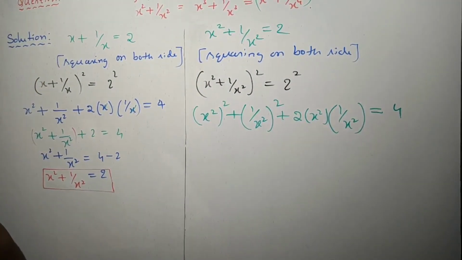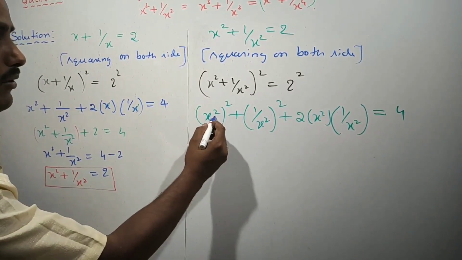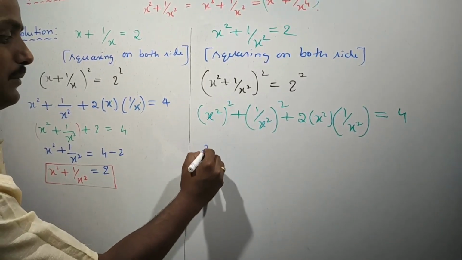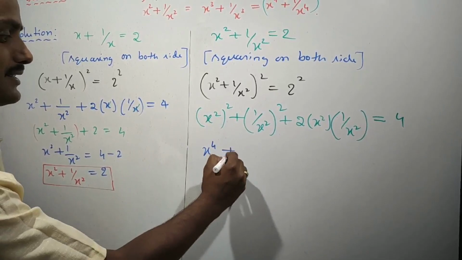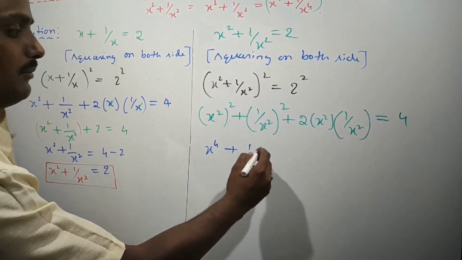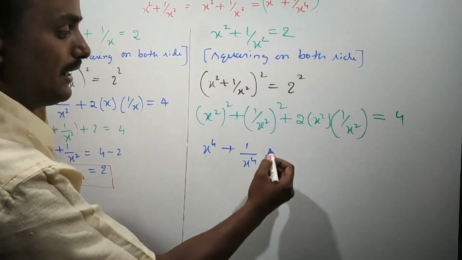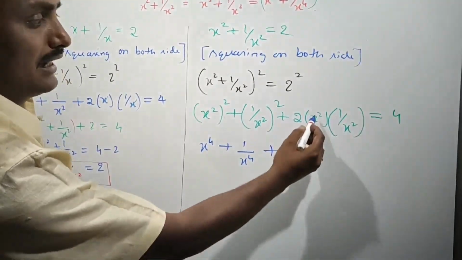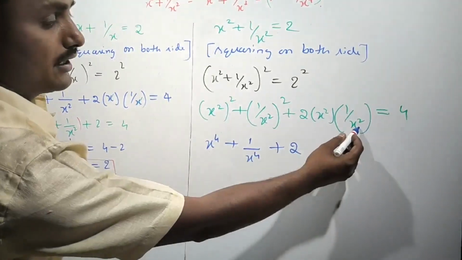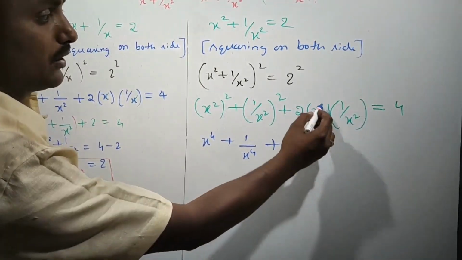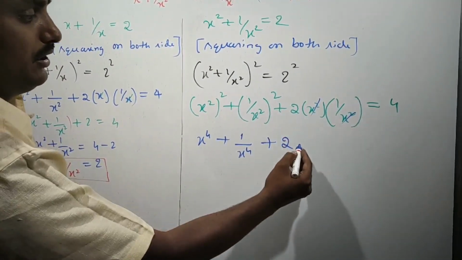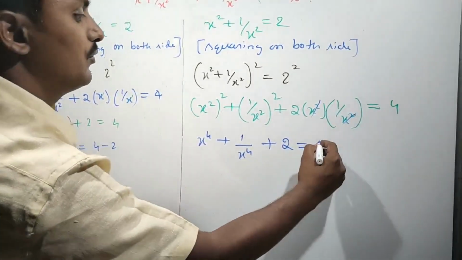What is the next step? Very easy, is it. X square whole power 2 is a square, which means x power 4 will come, plus 1 square means 1 will come. X square whole square means x power 4 will come again. Now here, plus as it is, 2 as it is. See, numerator x square and denominator x square cancel. Why? Because these two terms are a product. Cancel, cancel. Remaining 1 into 2, 2 only, is equal to 4 as it is.